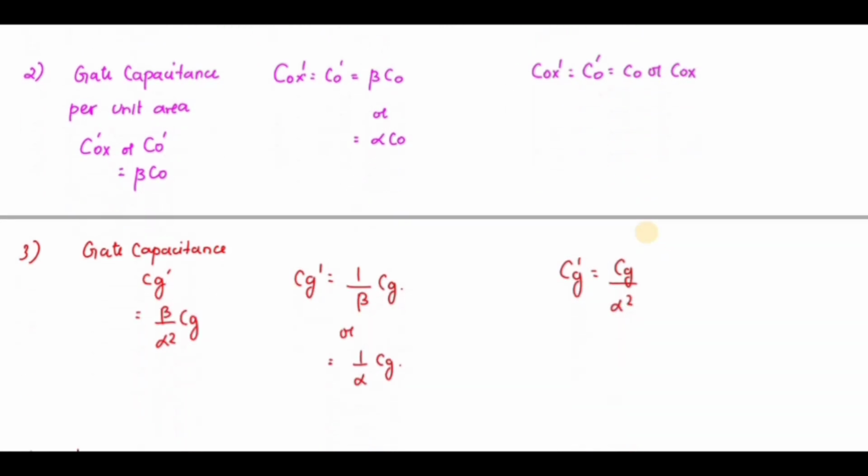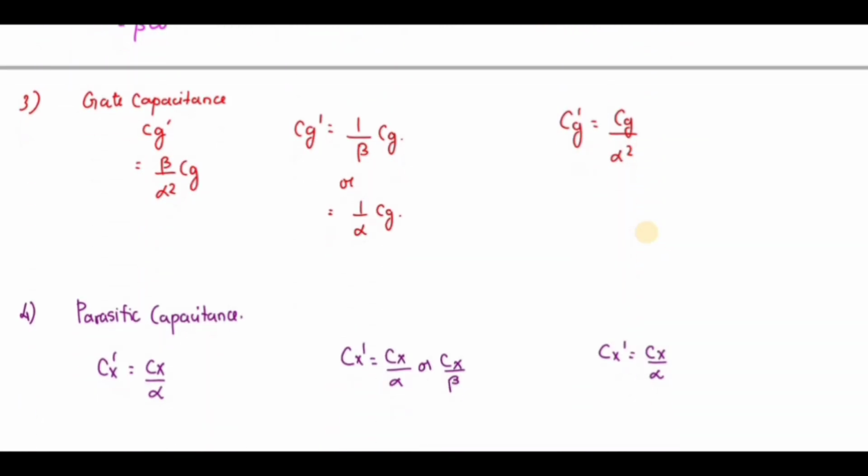So next, gate capacitance. Cg bar is nothing but beta into beta divided by alpha square into Cg. So here if I substitute beta as alpha, I will get 1 divided by alpha into Cg. For constant voltage scaling, beta value is 1, so you will get Cg divided by alpha square. Next, parasitic capacitance, that can be written as Cx bar, which is equal to Cx divided by alpha. You can also write it as Cx divided by beta, but here it is not necessary, so both are the same. You don't have any beta, right? So it is the same.